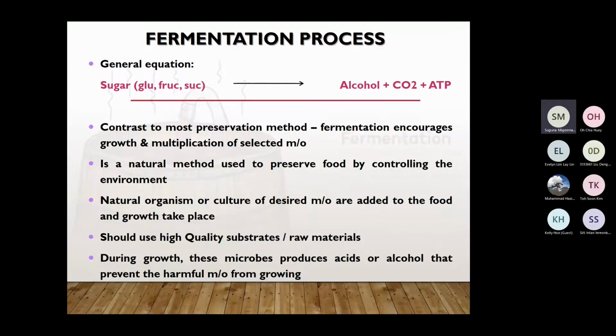So a basic understanding of the fermentation process, which I simplified. The general equation: any sugar in the form of a simple sugar, glucose, fructose, or sucrose, is changed into alcohol through the fermentation process. The outcome is alcohol, carbon dioxide, and also ATP, the energy. So fermentation is a contrast if we compare it to other preservation methods, because fermentation encourages the growth of selected microorganisms to multiply. Usually when we preserve food, we don't want these microorganisms to spoil the food. That is the purpose of preservation. But in the fermentation process, it is literally different.